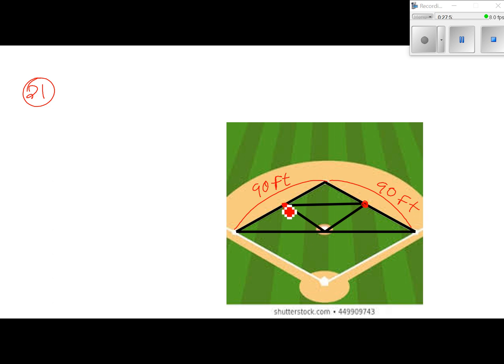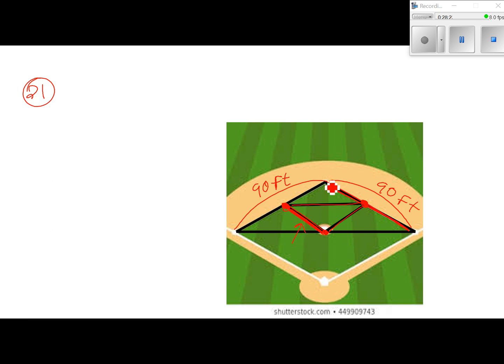Well, if this is a midpoint, and we know this is a midpoint, they told us all that, so all these are mid-segments. We want to find the distance from the shortstop to the pitcher. So we're trying to find that distance right there.